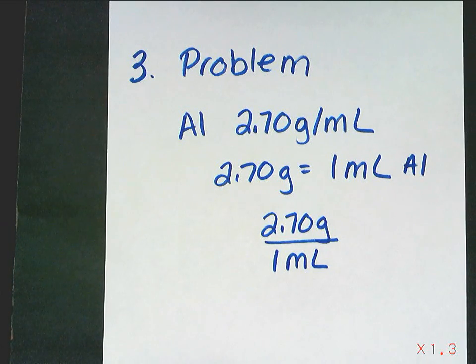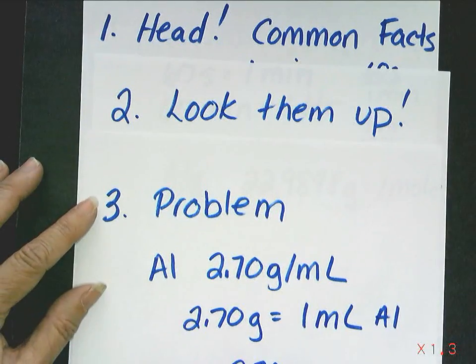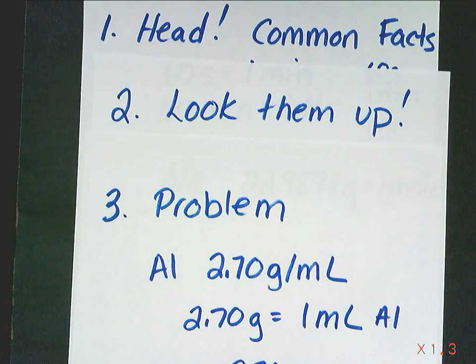So let's sum this up. Where can I find the information? I can find it in my own head. I can look them up, or I can use the problem itself. So there you have it, 3 ways to find equivalencies. Hope that helps you solve some problems.